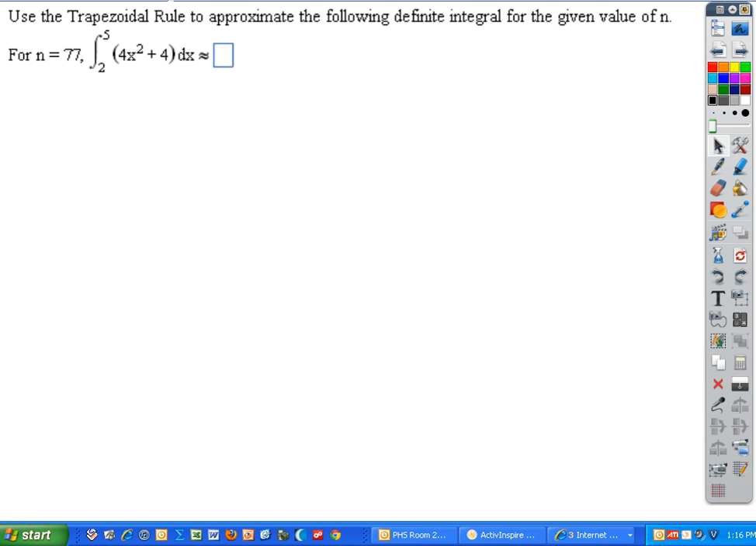Okay, here we go. All right, let's look at this one. This is one of the kinds you guys wanted, right? Yeah. Okay. Use the trapezoidal rule to approximate the following definite integral for the given value of n. Okay, so for one like this, Kayla picked out two good ones. If you look at what she had up here, these are really the two kinds of trapezoidal rule approximations you're going to do.